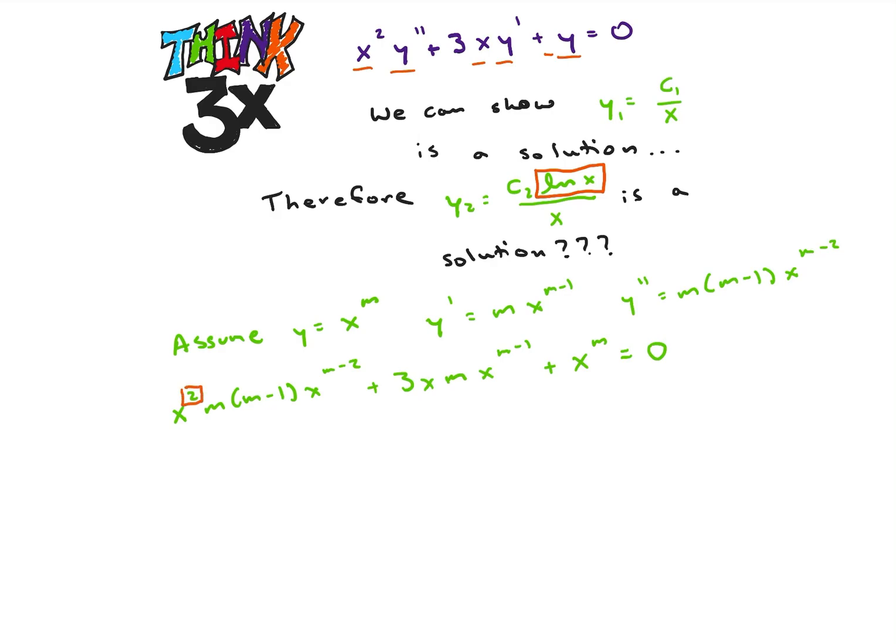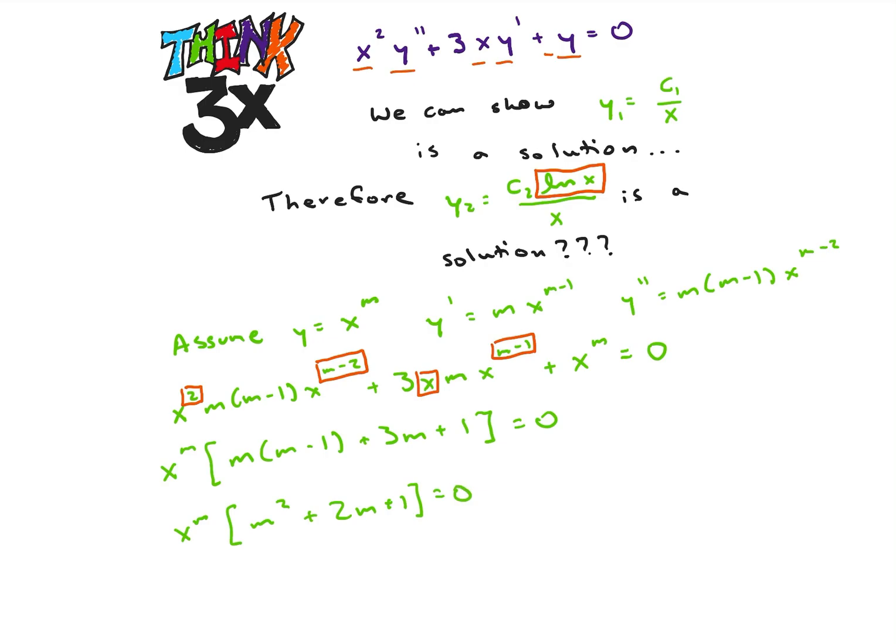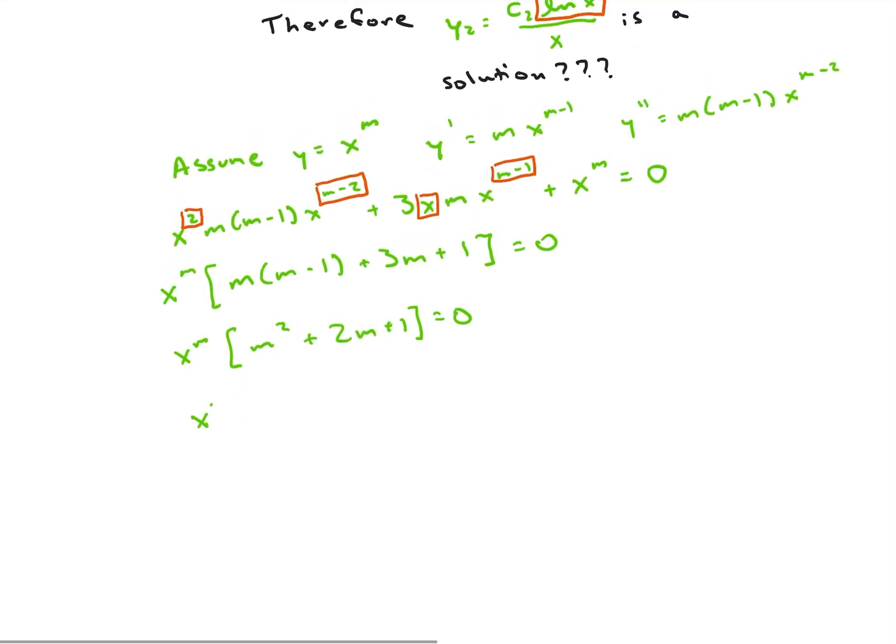So if you notice here, I have this x squared and this x to the m minus 2. And if I take x to the m minus 2 and multiply it by x squared, that's just going to be x to the m. I see the same thing here with my x term and my x to the m minus 1. So what this tells me is I can just rewrite this as x to the m times m minus 1 plus 3m plus 1 is equal to 0. Or more simply, this is going to be m squared minus m plus 3m, so plus 2m plus 1 is equal to 0. And I can rewrite that as x to the m times m plus 1 squared is equal to 0.